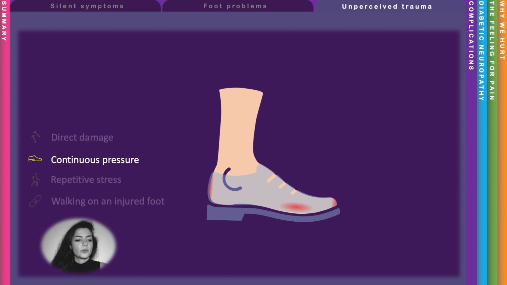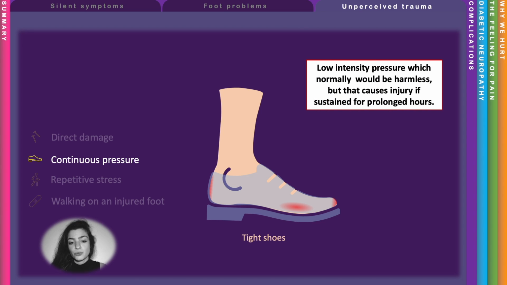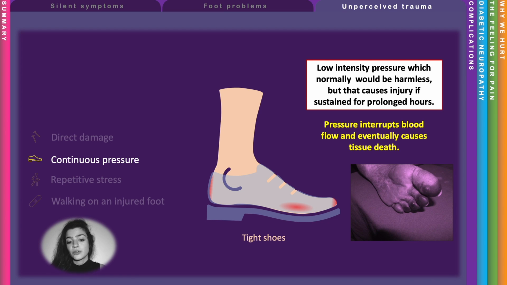Another way ulcers develop is through continuous pressure. Low intensity pressures that would usually be harmless, for example in a tight shoe, may cause injury if sustained for prolonged hours, again because you cannot feel it. So you may just go with the same shoe the entire day, and by the end of it, pressure interrupts blood flow and causes tissue death.